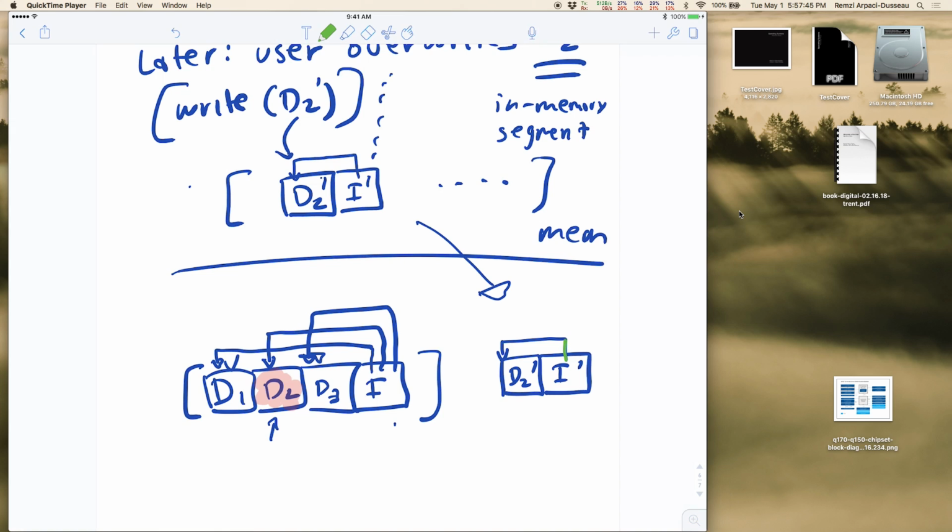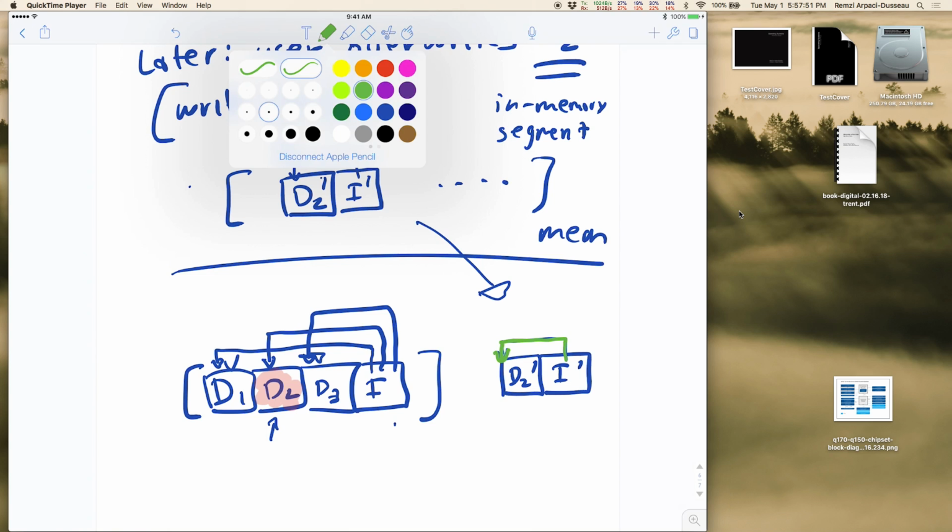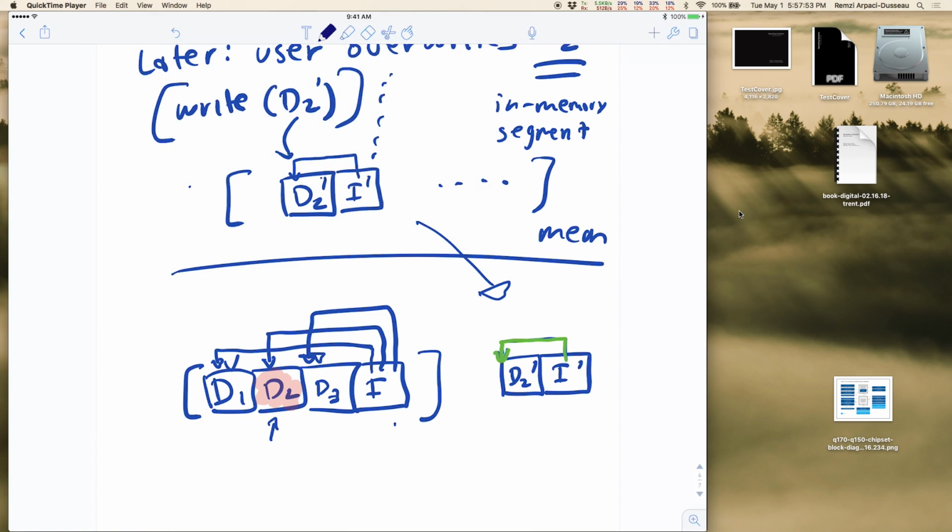So the new pointer is green. And what we'll do is highlight that the old pointer points to the same block, but let's use green for that. We're going to point now to this, and this is going to point to this as well. So you can see what's happened.